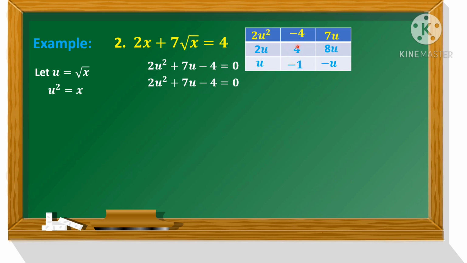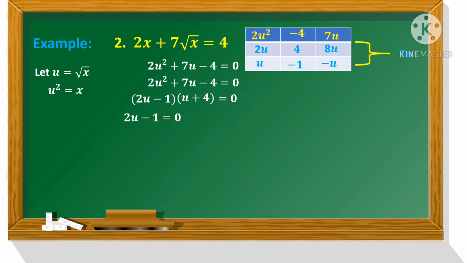we have to change the factors of negative 4 or the factors of 2u squared until we're able to satisfy the condition that the sum of the partial products must be equal to the linear term. Okay? But in this case, if we add, the sum is 7u, which is equal to the linear term. So then we can have now the factors, along the diagonal. So 2u minus 1 times u plus 4. So those are the factors. Okay? So 2u minus 1 times u plus 4 equals 0.